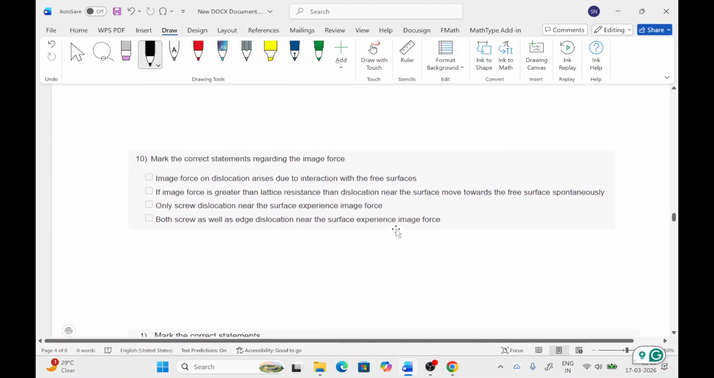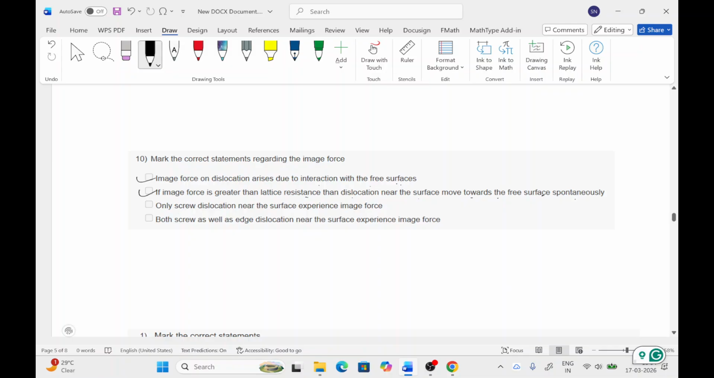Next question we go to. Mark the correct statement regarding the image force. Image force on a dislocation arises due to interaction with the free surface. Yes, this is correct, because the interaction with the free surface results in the image force. If the image force is greater than the lattice resistance, then a dislocation near the surface moves towards the free surface spontaneously. Yes, this is also correct. It means if the image force is higher than the lattice resistance, then the dislocation will move to the free surface very easily.